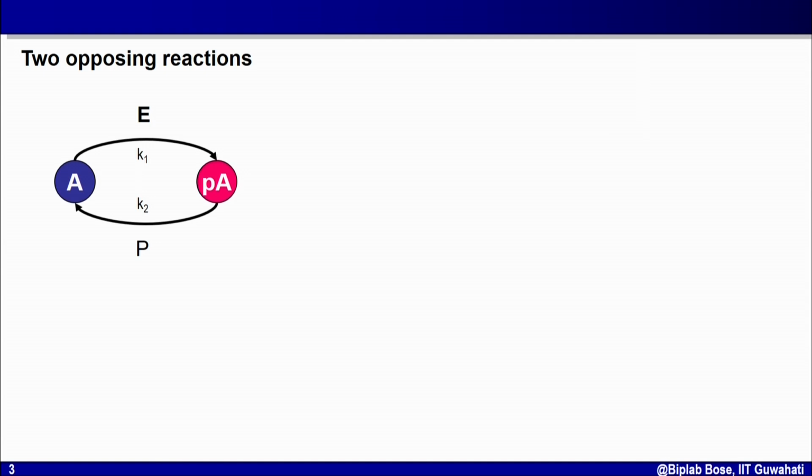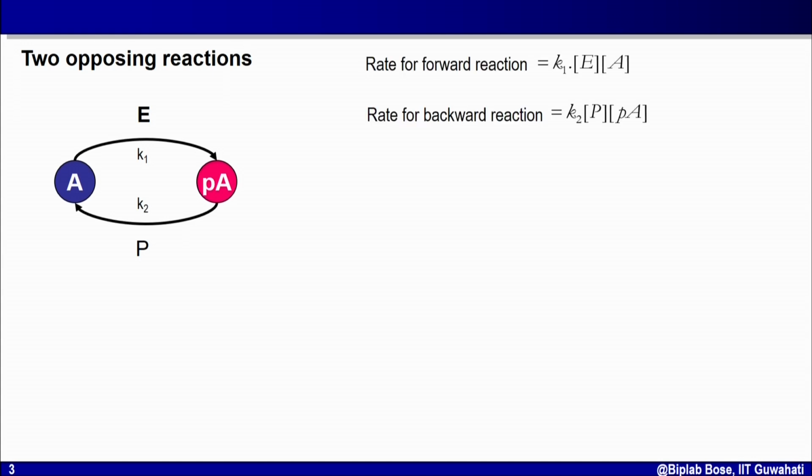And I want to write ODEs for this. So how can I write it? Look into this. The rate of forward reaction, that is A to PA, is given by K1 into E into A. K1 is the rate constant for the forward reaction. E is the concentration of the enzyme. A is the concentration of the substrate, that is the unphosphorylated molecule.